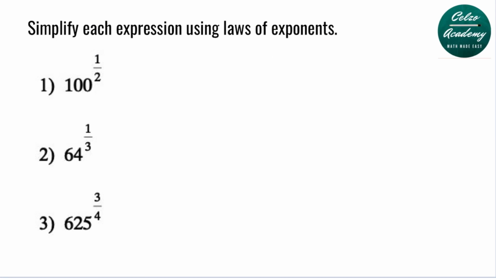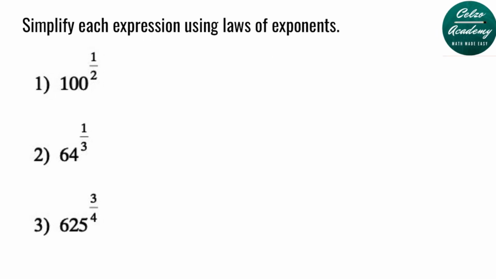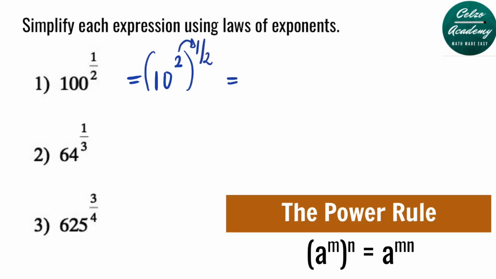Let's have question 1. 100 to the power of 1/2. The base 100 is the same thing as 10 squared. And this 10 squared is raised to the power of 1/2. Using the power rule, we keep the base 10 and then multiply the powers 2 and 1/2. And 2 times 1/2 is 1. And of course, 10 to the first power is just 10.